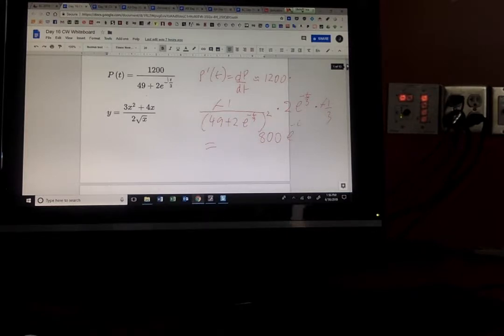E to the negative t over 3. Very good. And what's the only thing on the bottom? 49 plus. So not too bad. Slow and steady chain rule. Square, correct? So it looked crazy hard, but actually works out very fast.